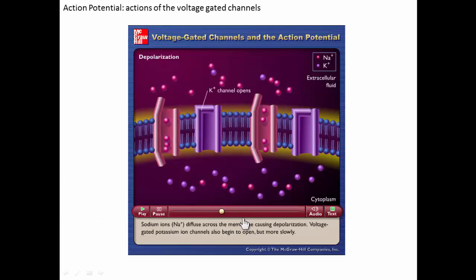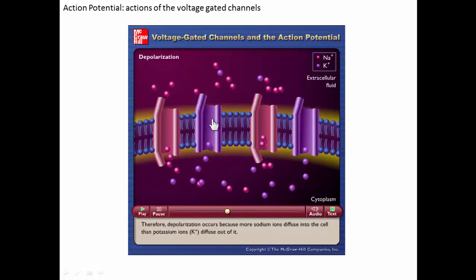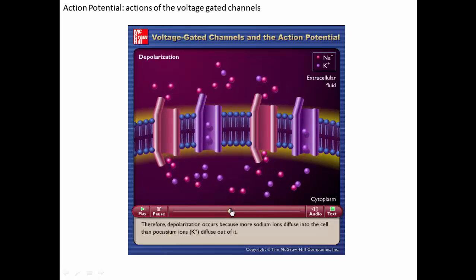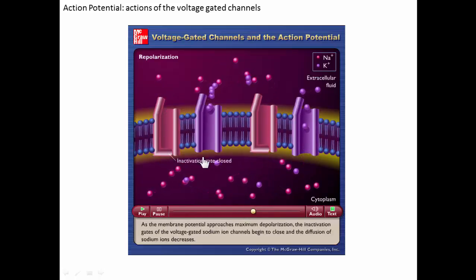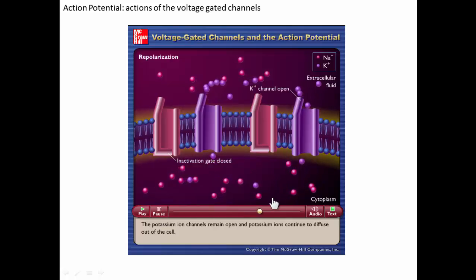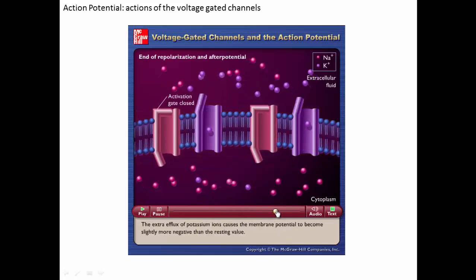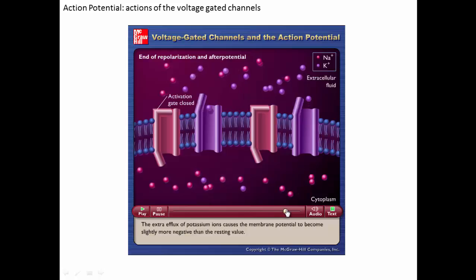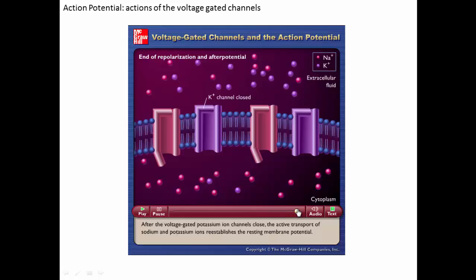I'm going to speed this up a little bit. Okay. Once we get to plus 35 millivolts, our potassium channels open, potassium leaves. Don't forget that the sodium channels will automatically close after 1 millisecond, right? So this inactivation gate closed is showing you the sodium channels are closed after 1 millisecond. The potassium channels remain open until we get to about negative 70 millivolts, in which case they begin to close at negative 70 and finish closing at negative 90.